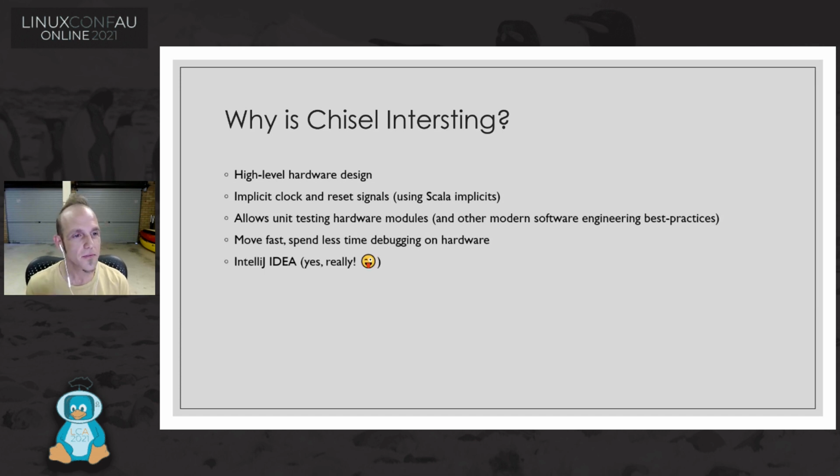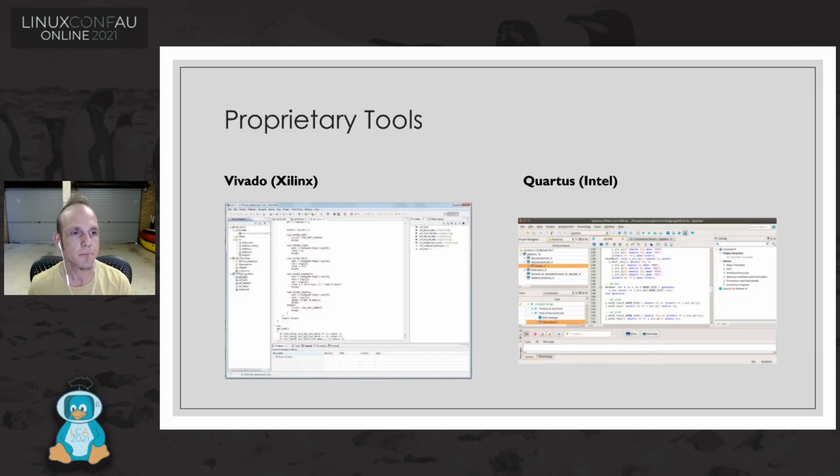And there's a little wink face here, but IntelliJ is an IDE for Java-like languages, and they've got flavors for all different programming languages. Because you're moving out of the hardware space and more into the software engineering space, you can rely on tools like that quite heavily.